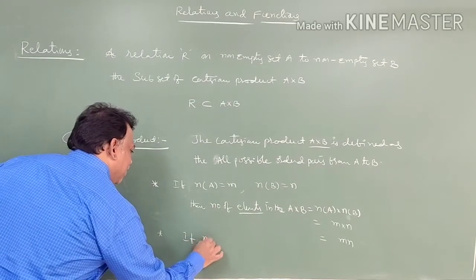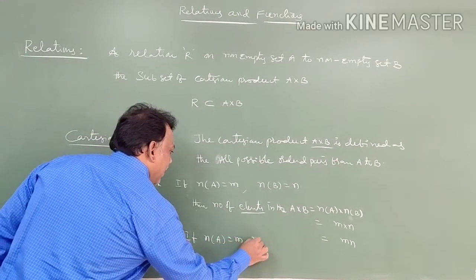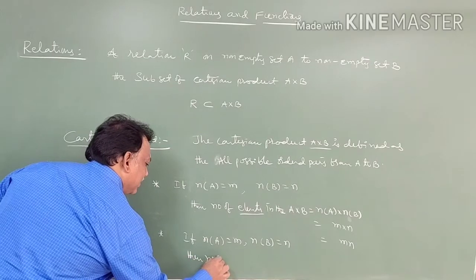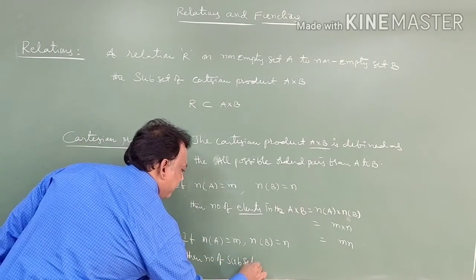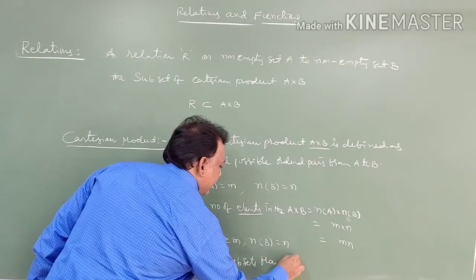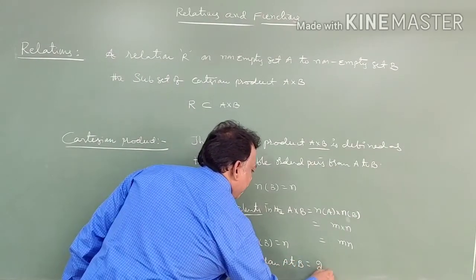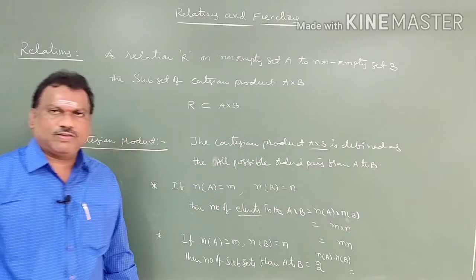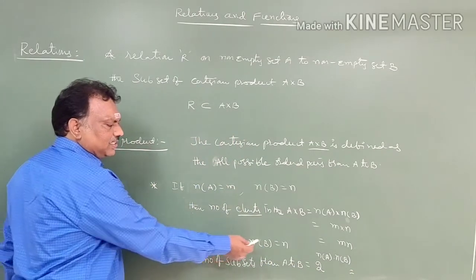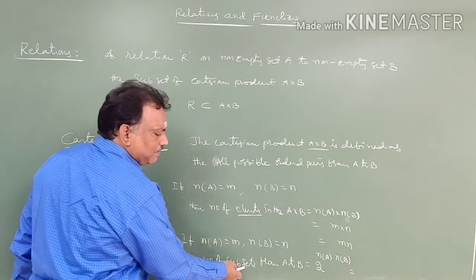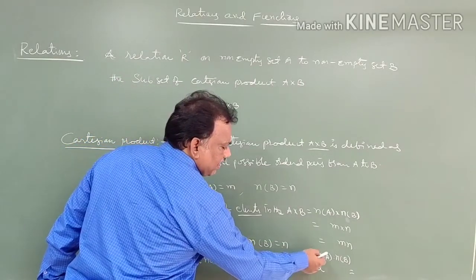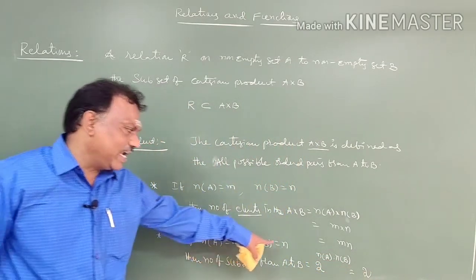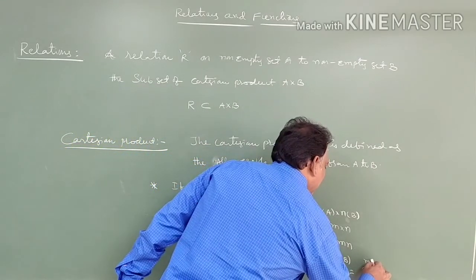Once again we have one more formula. If n of A is equal to m elements and n of B is equal to n elements, then the number of subsets from A to B is 2 to the power of n of A into n of B. Once again you can see, set A contains m elements, set B contains n elements, then the number of subsets is 2 to the power of n of A into n of B, that is 2 to the power of mn.